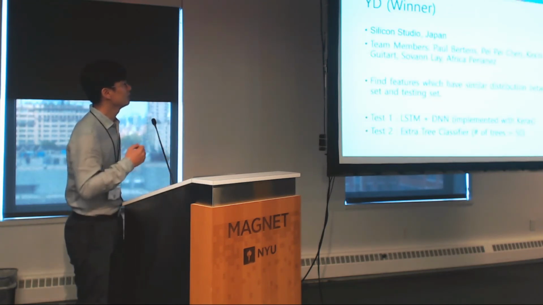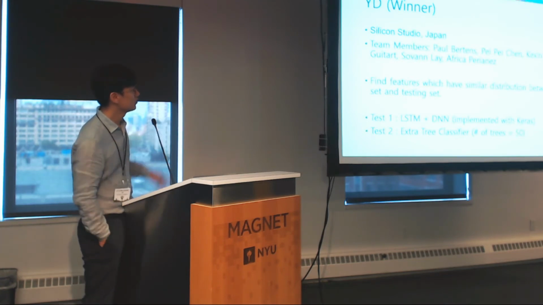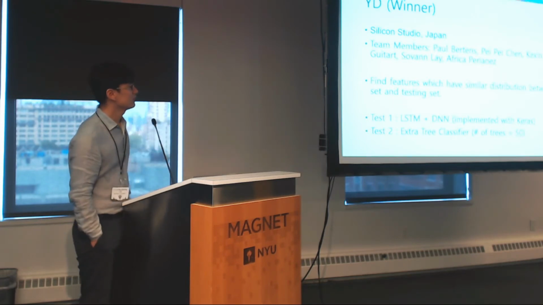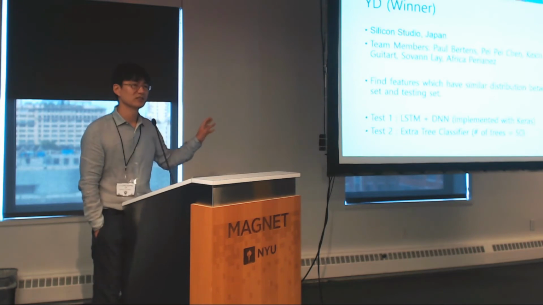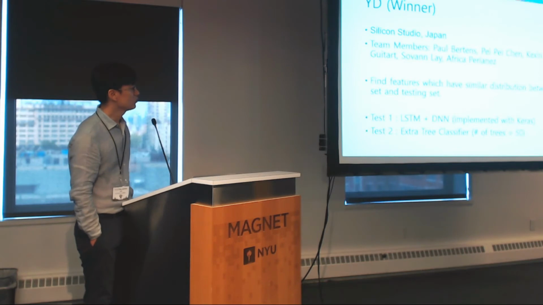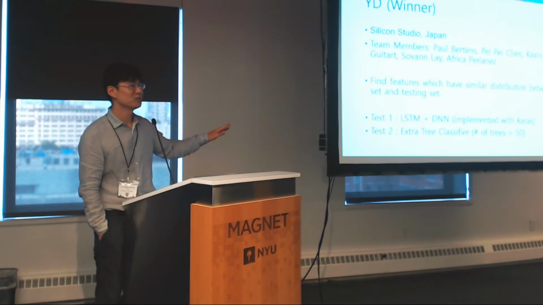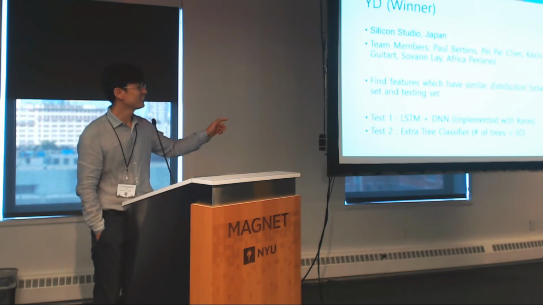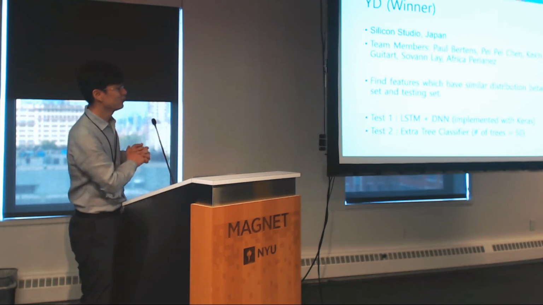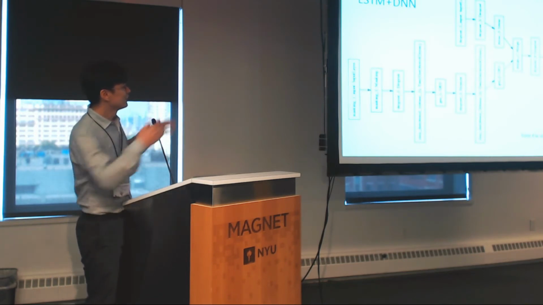Actually, the YD team gave us some documents. They are from Silicon Studio Japan, and they use two different methods. For test set 1, they use deep learning, long short-term memory plus a deep neural network. And for test 2, they use a kind of ensemble tree classifier. It's very similar to random forest, but slightly different, extra tree classifiers. They use 50 trees, and it's very deep.